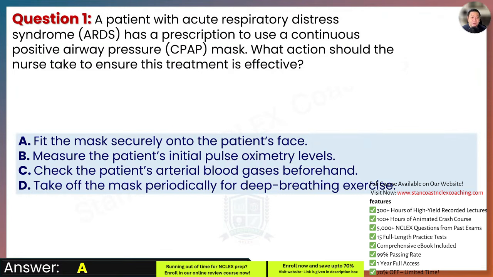And so the strategy for you to answer this question correctly is to look for that statement to ensure this treatment is effective. While some of the options here are helpful for monitoring, such as letters B and C, which might seem beneficial, the only answer that directly ensures CPAP functions properly is letter A.